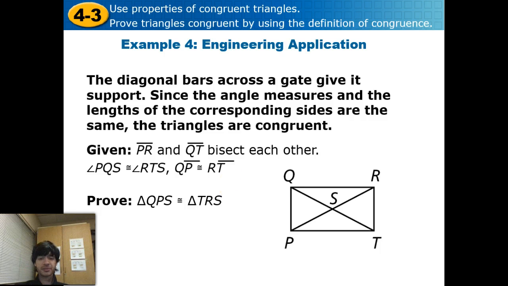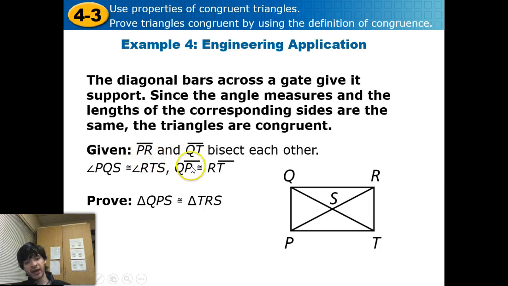Here we have something about some kind of engineering application, but really it's just another proof because we're trying to prove that QPS is congruent to TRS. Okay, so if we're looking for QPS and TRS to be congruent, that means Q and T need to correspond here. R and P and both sides of the S need to correspond. Okay? So those are the angles that we're trying to prove are congruent.